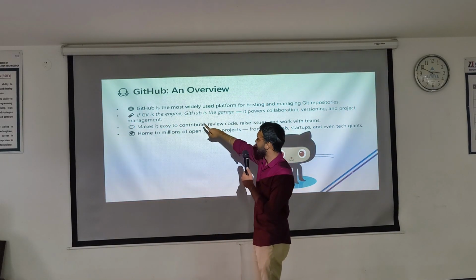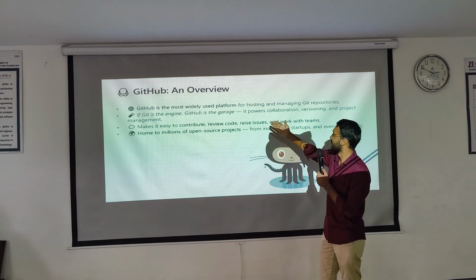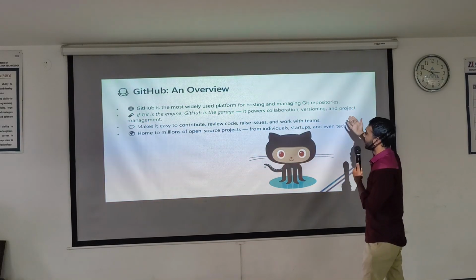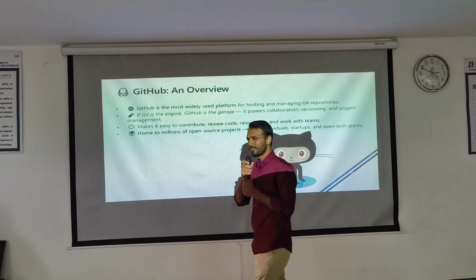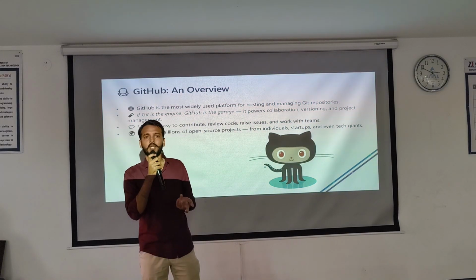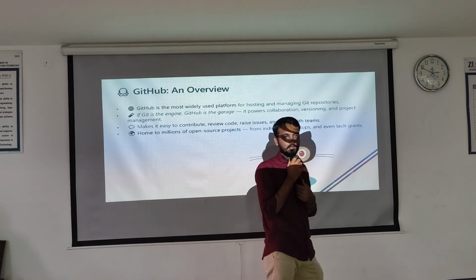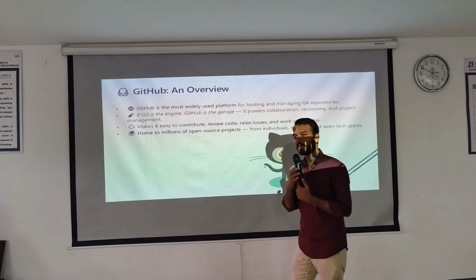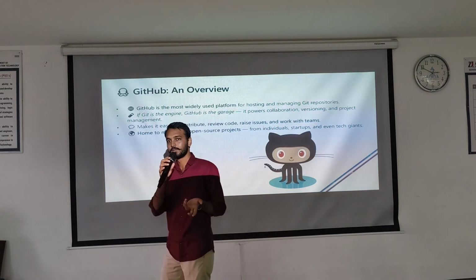You can understand with this line I have mentioned: if Git is the engine, GitHub is the garage. It powers collaboration, versions, and project management. You can also understand with a simple term: if Git is the ingredient, then GitHub is the final product you are making. Are you understanding this?